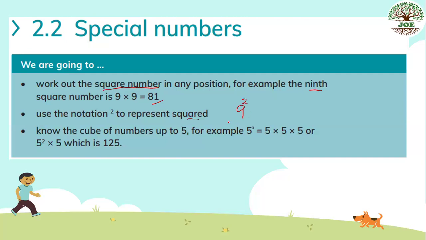This is 9 squared. We are going to know the cube, the cube of numbers up to 5. For example, 5 cubed is 5 times 5 times 5, or 5 squared times 5, which is 125. It is 5 cubed. So we are going to learn square numbers and cube numbers in this article.